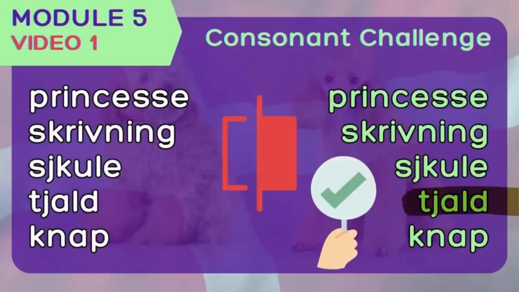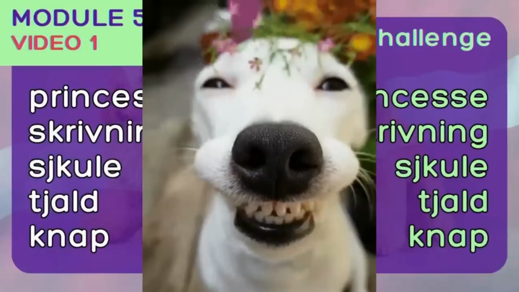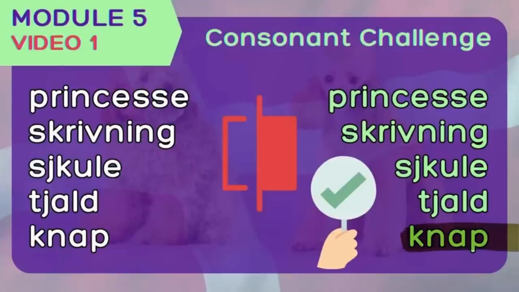Tjel is the T and the J combination that gives you the CH in English, tjel, which is a slang word for weed. Don't ask me how I know that. And lastly, knap. In English, you have silent Ks before other consonants, like in knife. In Danish, you actually pronounce the K. Knap. You can think of it as two sounds, knap, but put it into one, knap.